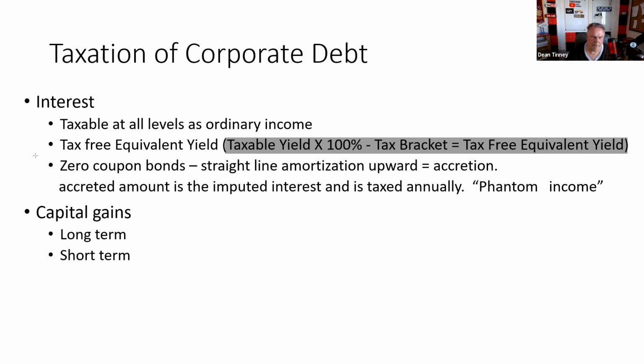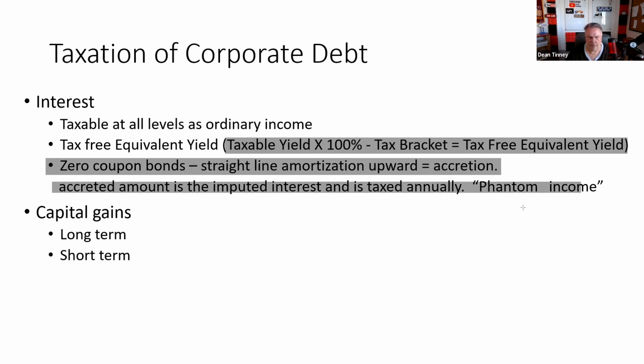Zero coupon bonds, we said you have to do straight line amortization upward called accretion. And we said you're going to be paying tax on interest on money you're not actually receiving. Capital gains, if you buy the bond low and you sell it high, will be based on how long you've held the bond. So to qualify for a long-term capital gain, how long do you have to hold the bond for? Or any investment for that matter.